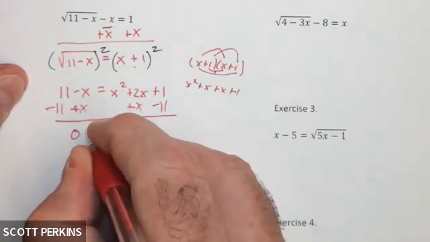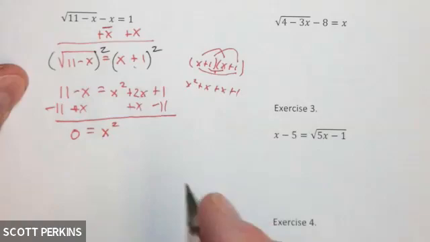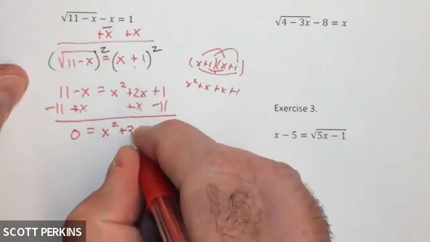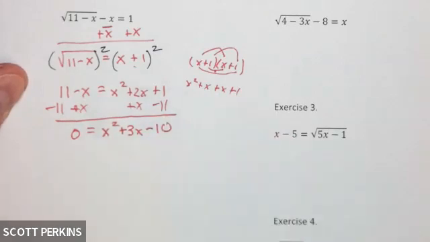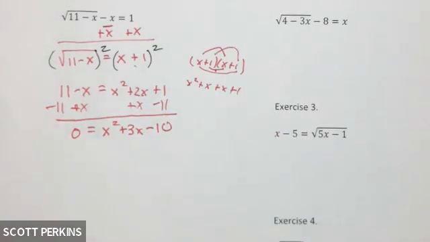And I've got 0 is equal to x squared plus 2x plus x, which is 3x, and then 1 minus 11 is negative 10. This one is going to factor, so that's good news. But if you don't like factoring, then you don't have to. You can use the quadratic formula with a is 1 and b is 3 and c is negative 10.